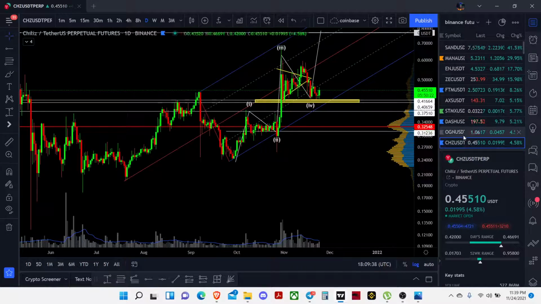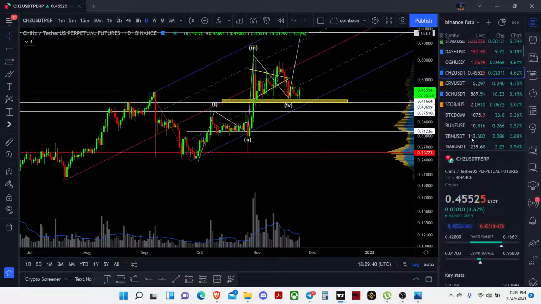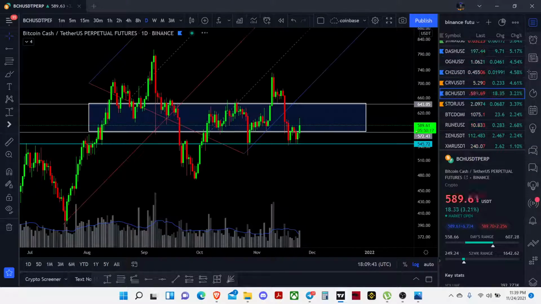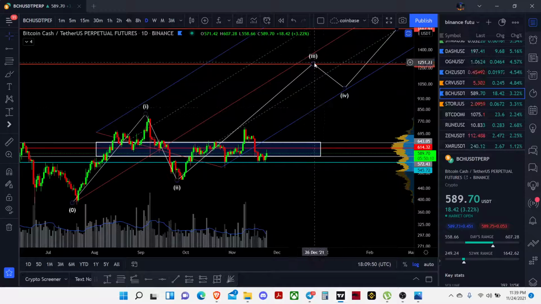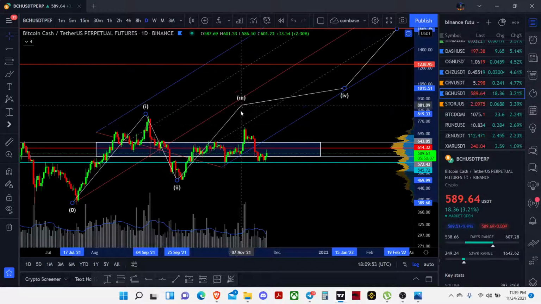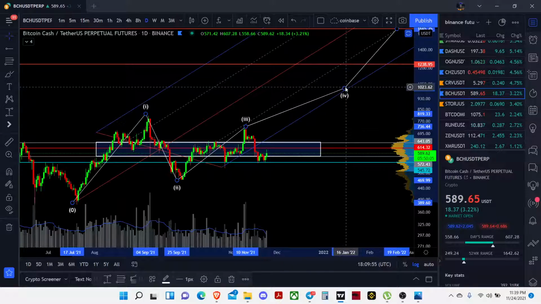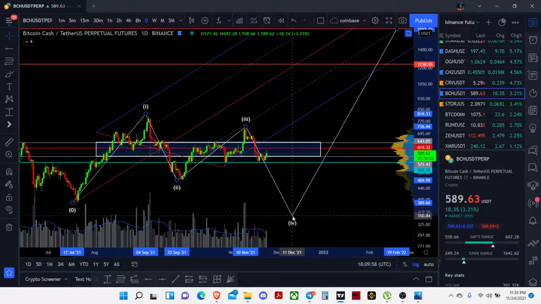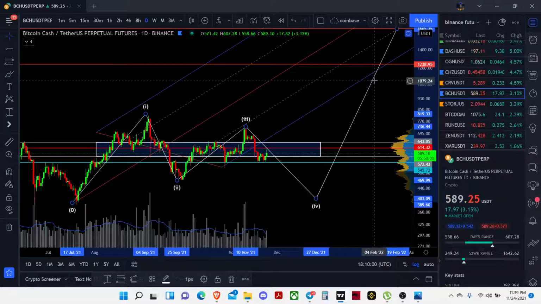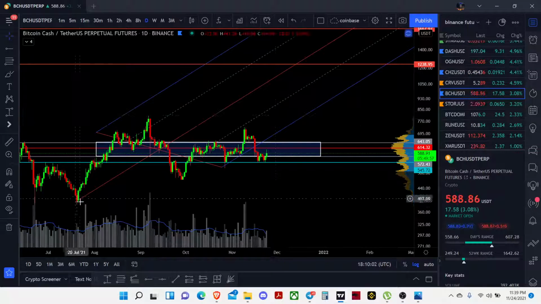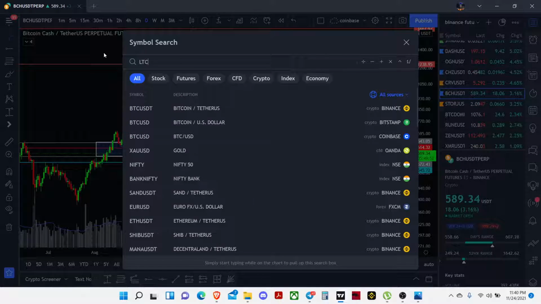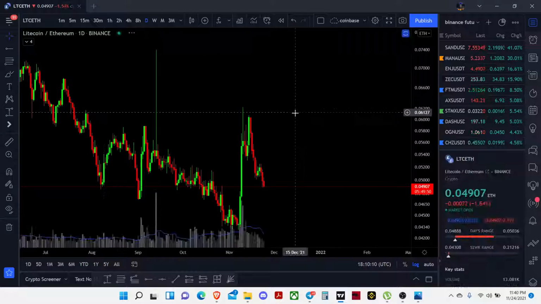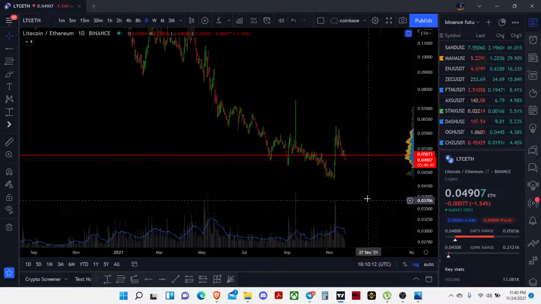Yeah, I have a lot of charts. BCH. So this was my BCH setup, but I don't think this is going to happen. I think there are a few possibilities out there, because this BCH is kind of dead. There are some good old projects which are dead right now, like LTC. If you check the LTC ETH, you can see that it's 99 percent down.